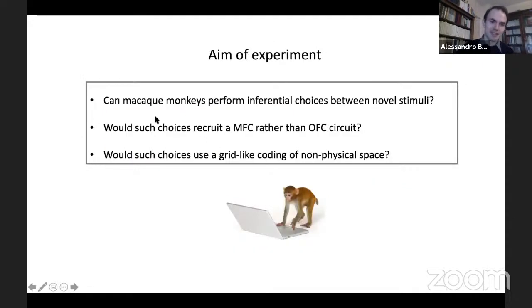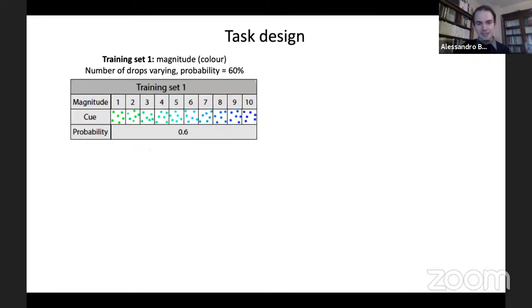But to summarize, yes, we ask whether monkeys can perform these novel choices, whether they are recruiting different neural circuits, and later we'll also ask whether this circuit is encoded by a grid-like coding that has been extrapolated from what we know about navigation in physical space. So the task works like this.